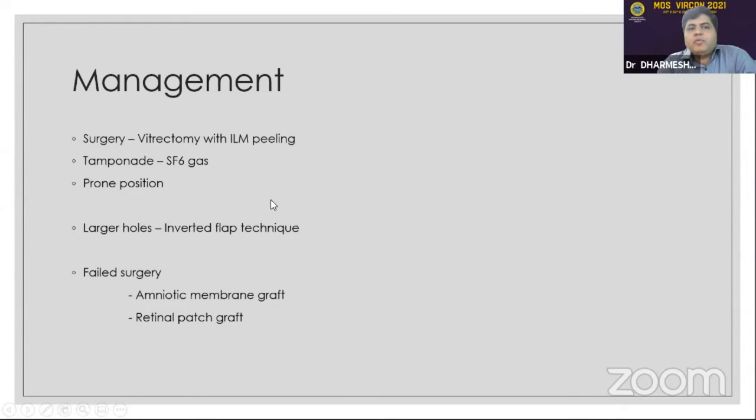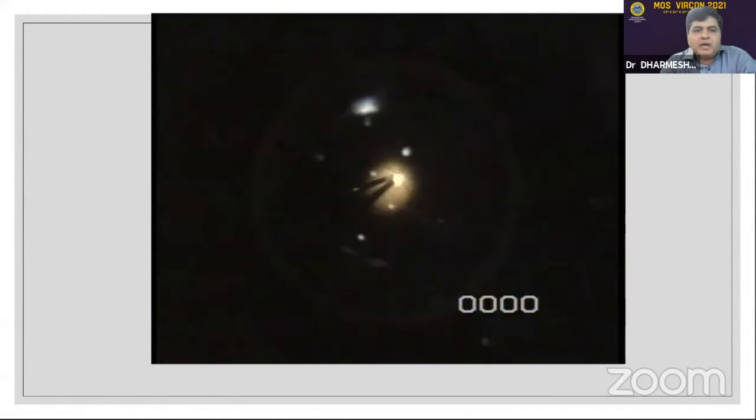Management is surgery, vitrectomy with ILM peeling, SF6 gas and a prone position, initially for 2 or 3 days, more importantly the first 24 hours. Larger holes require the inverted flap technique. Failed surgery may require an amniotic membrane graft and retinal patch graft.